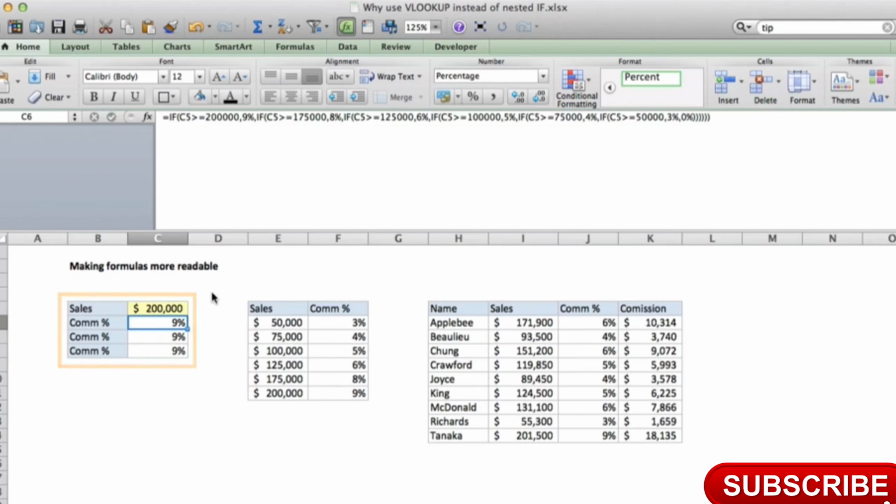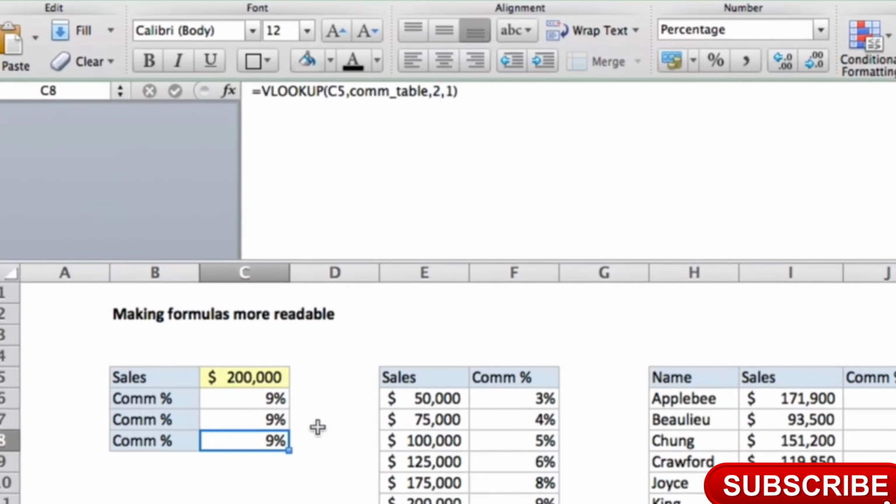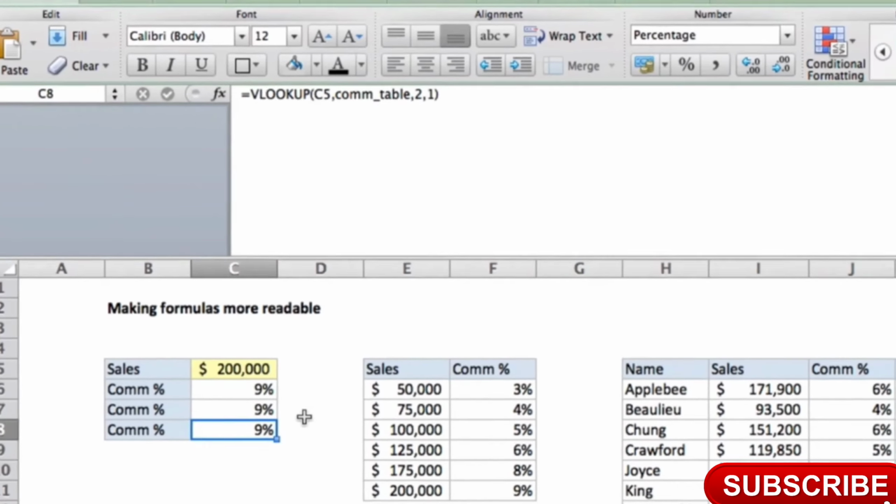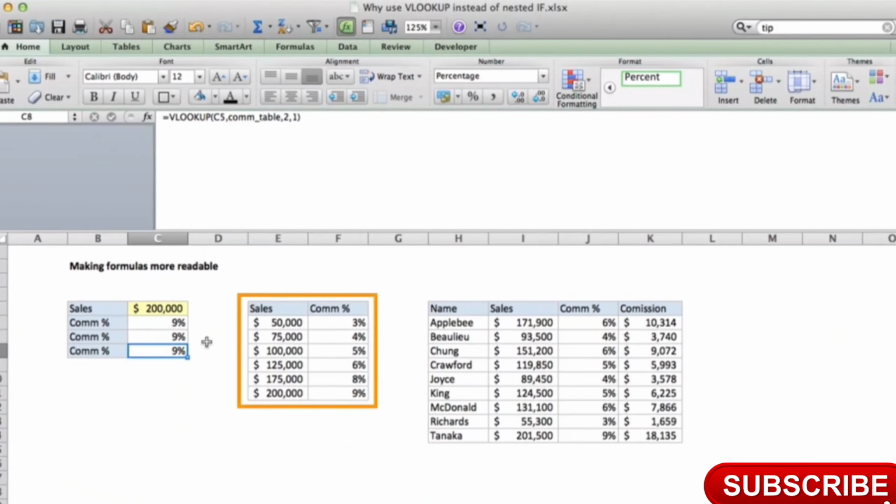So let's look at some reasons why VLOOKUP is a better choice in this situation. First, notice that the VLOOKUP formula, unlike the nested if formulas, doesn't contain any actual data. The commission rates are not part of the formula, and neither are the sales thresholds. That's because VLOOKUP is using the commission table on the worksheet directly. This makes the formula much shorter and easier to read.